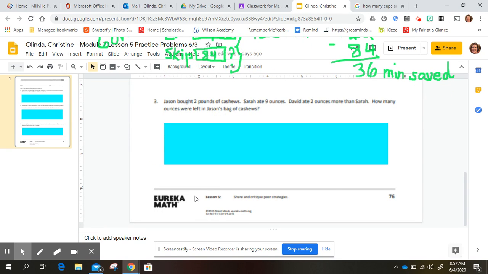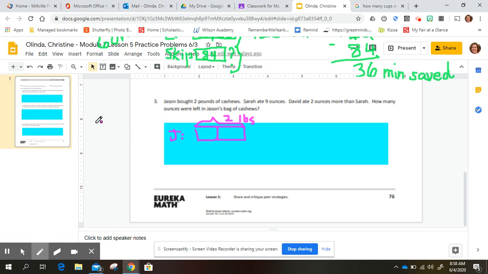Jason bought 2 pounds of cashews. Sarah ate 9 ounces. David ate 2 ounces more than Sarah. How many ounces were left in Jason's bag of cashews? Okay, so we know that Jason is a J. And in my tape diagram, I'm going to draw 2 boxes because it was 2 pounds. So this would be 2 pounds. And remember, pounds is LB.